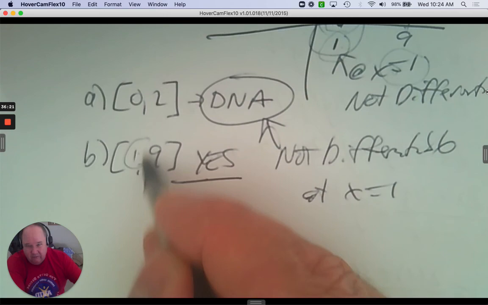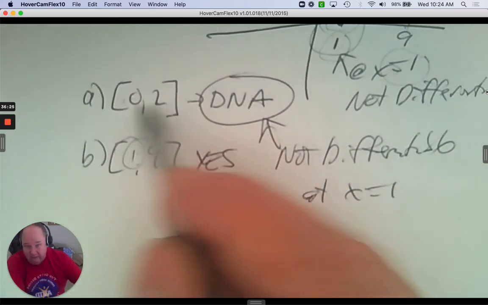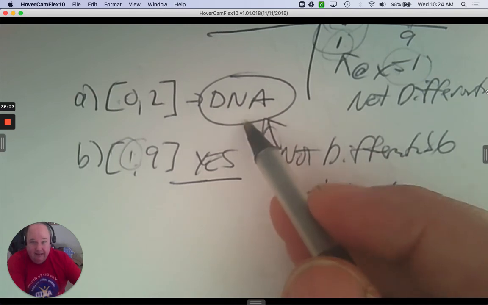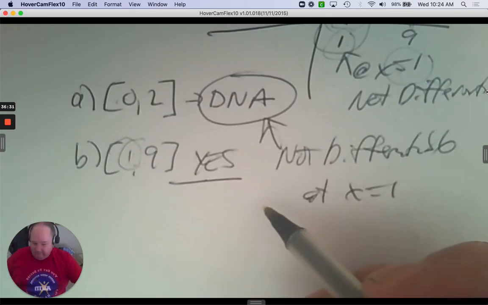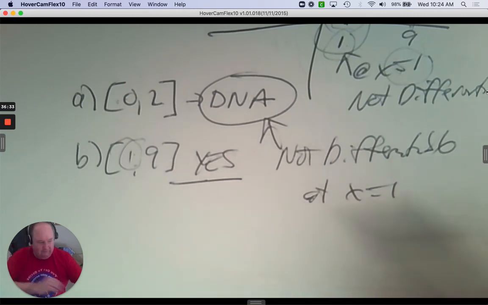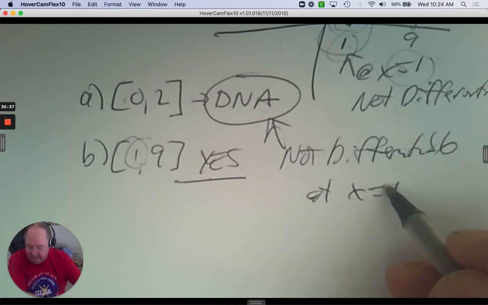It's a little confusing because 1 is part of it. But from 0 to 2, it's obvious that 1 is in the middle of it. I don't even know what DNA should stand for, but I'm saying does not apply. Last one. And the reason is it's not differentiable at x equals 1.